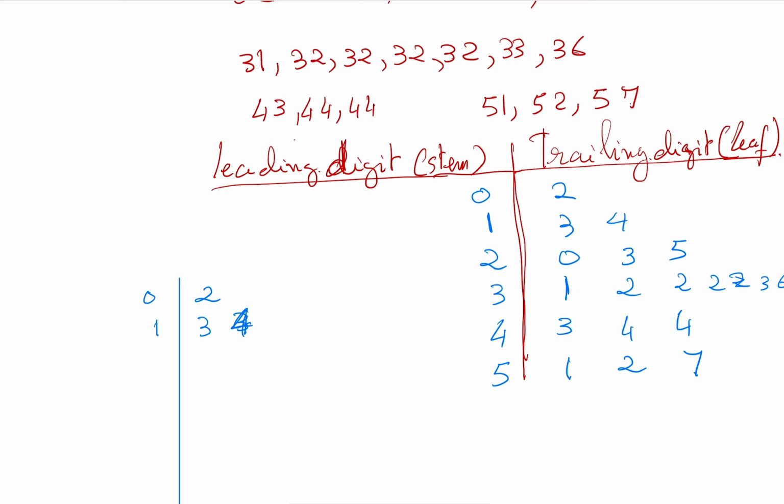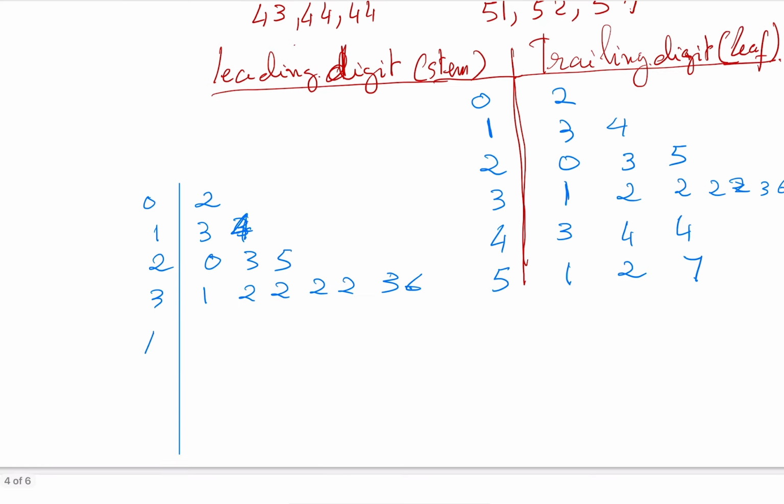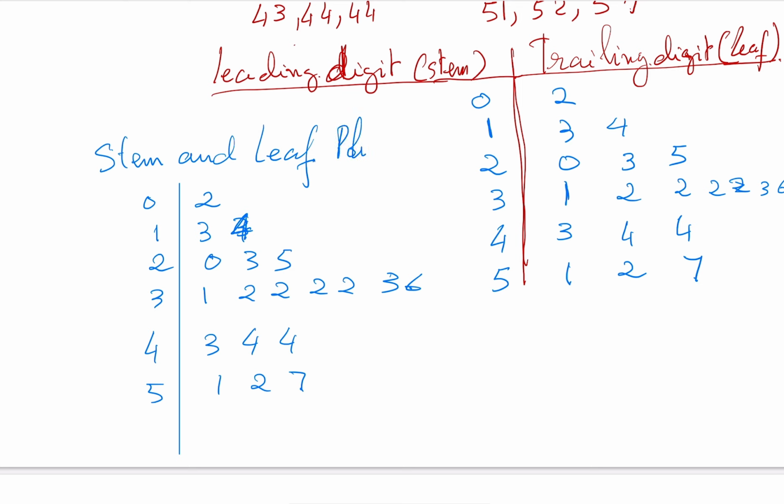And the next one is 2, and here is 0, 3, 5. Then 3 with 1, 2, 2, 2, 2, 3, 6. The next one is 4, with 3, 4, 4. Then 5 with 1, 2, 7. And that graph is called a stem and leaf plot.